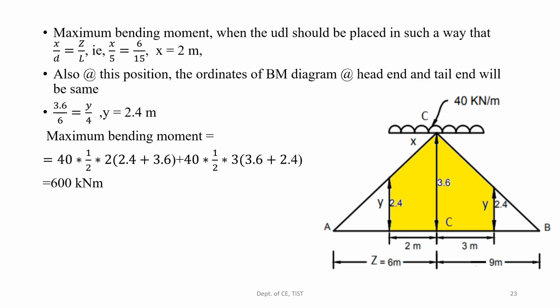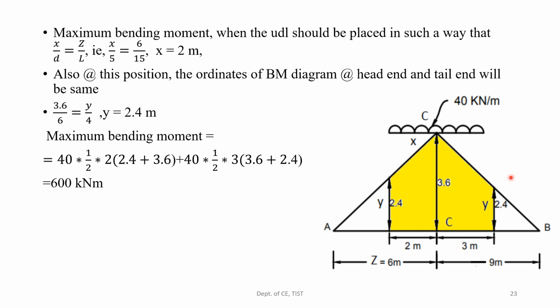There is a condition, that is H by D is equal to Z divided by L. That is H divided by 5, the length of the UDL, is equal to 6 divided by the total length. From that H is equal to 2 meter. So place the 2 meter of the total length of the UDL on the left of the section C and place the remaining part on the right of the section C. That means 2 meter comes here and the remaining 3 meter comes here.